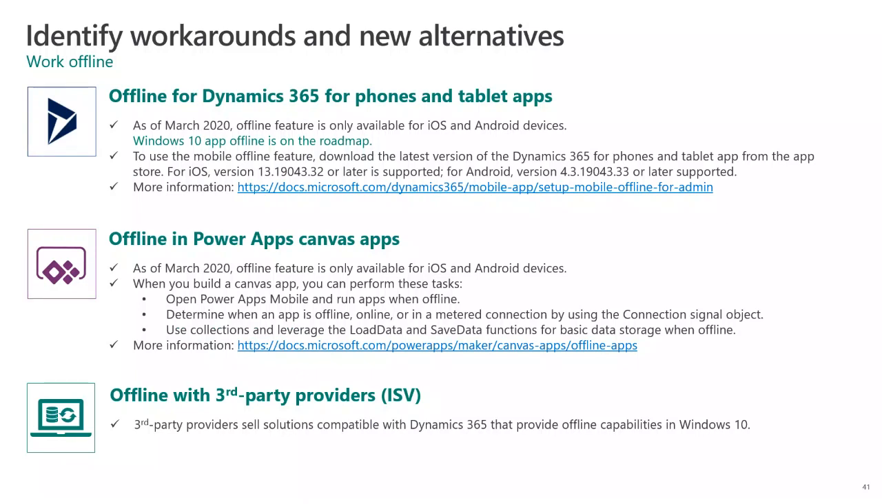For more advanced scenarios where you want to develop more custom applications and implement your own offline scheduling engine, you can also explore Canvas applications. But the offline mode, again, is only supported for iOS and Android devices for Canvas apps. And then you also can go for third-party providers or ISVs that offer offline capabilities for Dynamics 365 on Windows 10. So these are also an option.